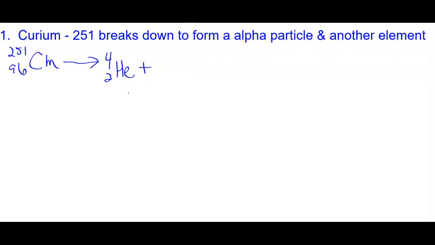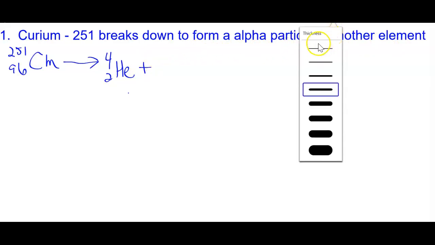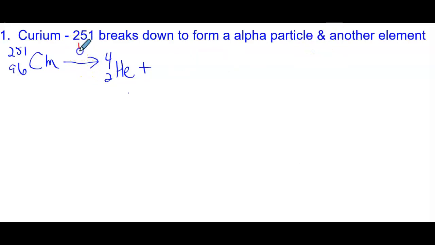What we're going to do is think about the arrow as an equal sign, and sort of divide it right here. We're going to take the sum of all the numbers on the left, on the top, and the sum of all the numbers on the right on the top. On this side we only have this, so it's 251, and we have 96. Here we have 4, and we have 2 so far. Now we need to do something to make them balance, because in chemistry your stuff has to balance on every side of the arrow.